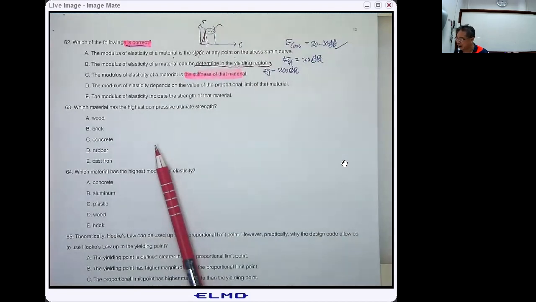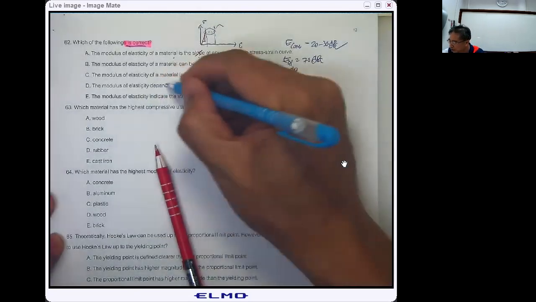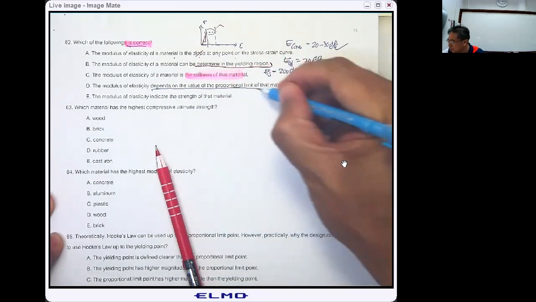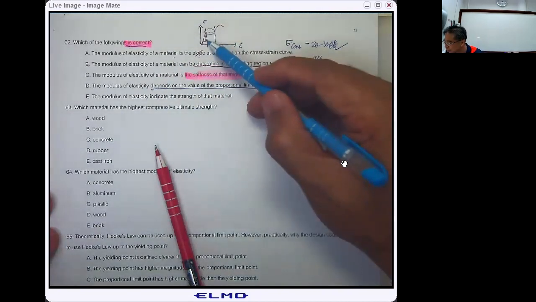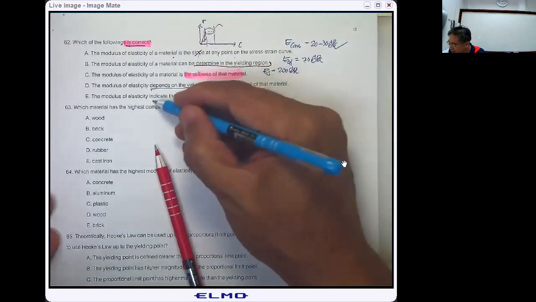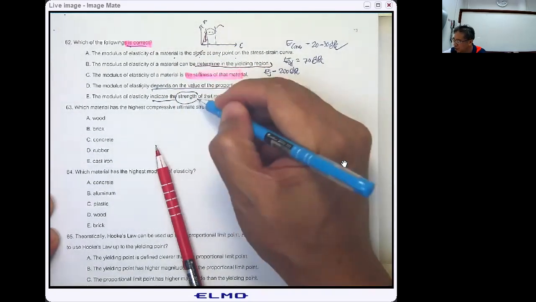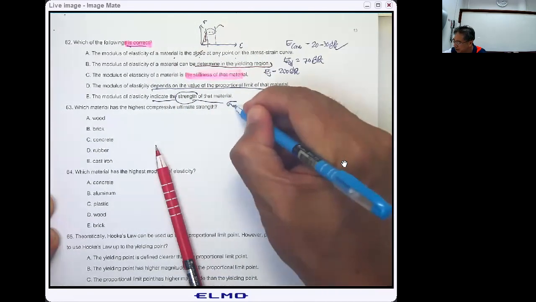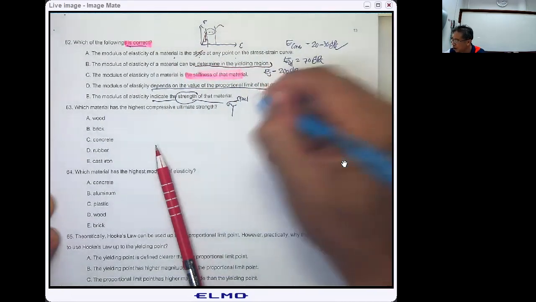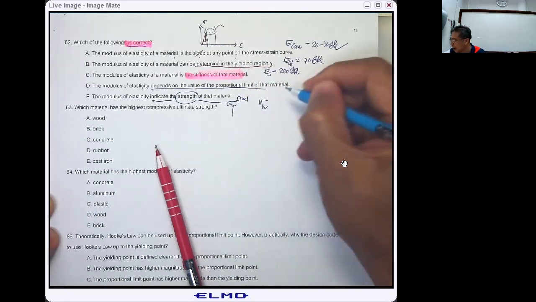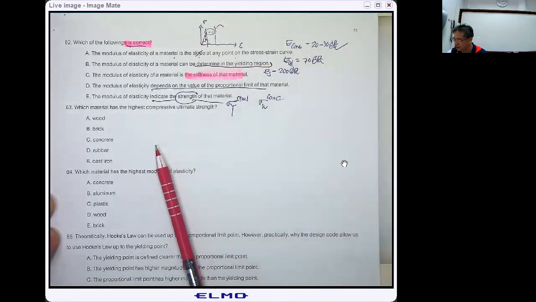Okay, the other statement is wrong. The modulus of elasticity depends on the value of the slope. And the modulus of elasticity indicates the strength? No, strength is indicated by sigma sub y for the steel, or indicated by sigma ultimate for the concrete.